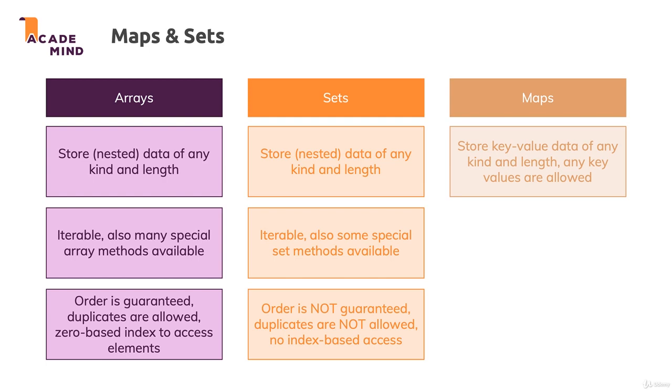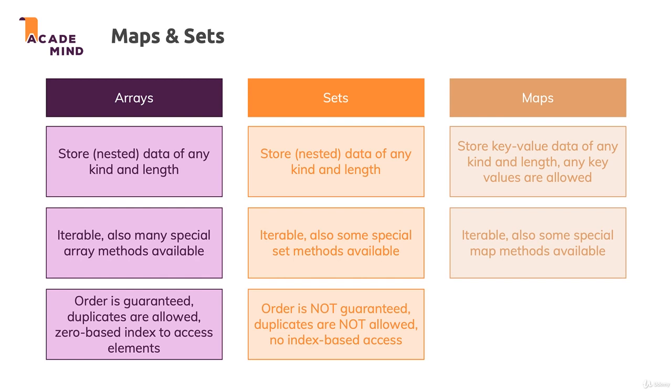And that's a bit like an object where you also have key value data. One important difference is that in an object, you may only have strings or numbers as keys, or symbols, but we haven't learned about those yet. In maps, you can use anything as a key. You can have an array as a key, you can have another object as a key, and that offers you more flexibility. It's an iterable with some special map methods, but not with the array methods.